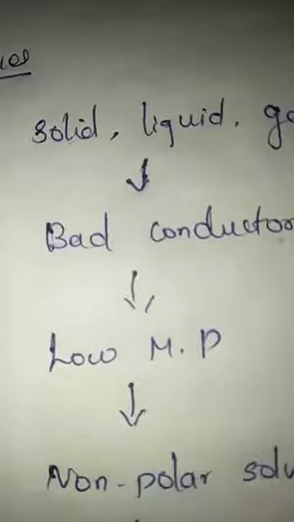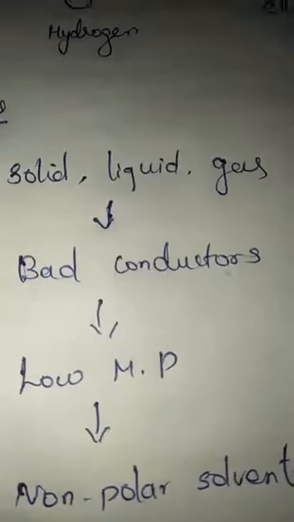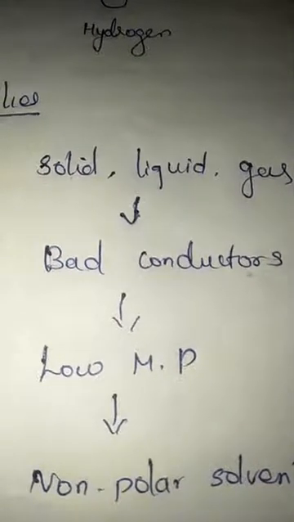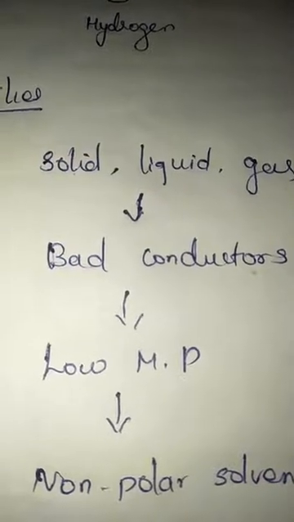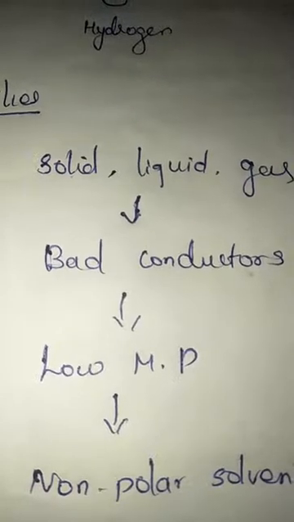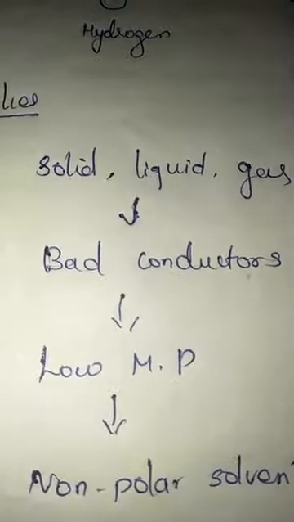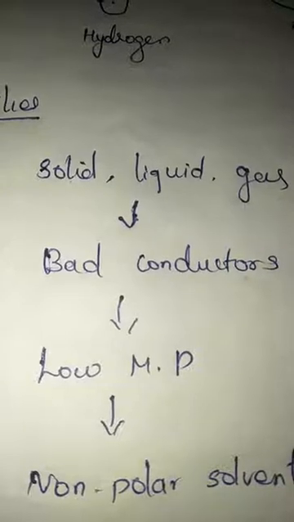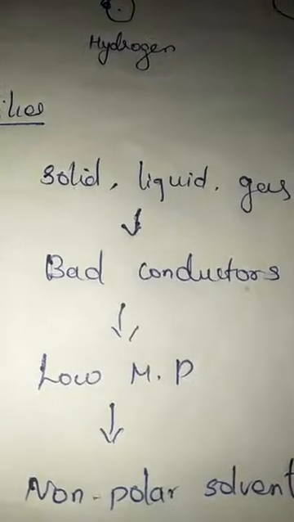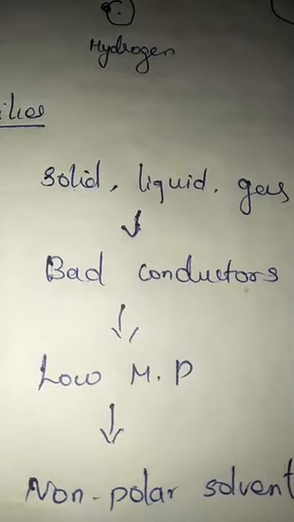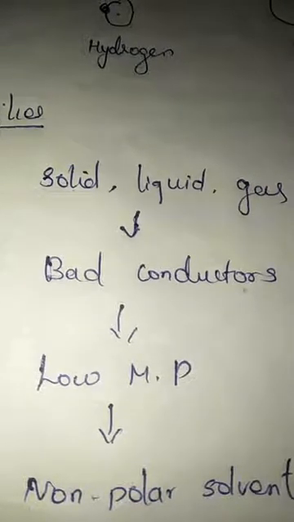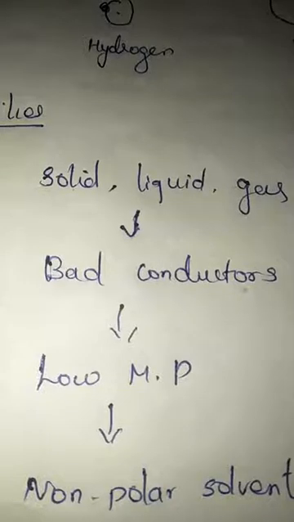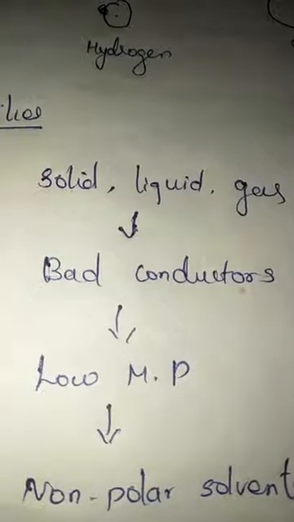Now we can see the properties of covalent bond. First one, they can exist in different forms, because the force of attraction is less. Hence, they can exist as a solid, a liquid, or a gas. But some exceptions are there. In diamond, what bond is there? Covalent bond, but it exists in solid form.